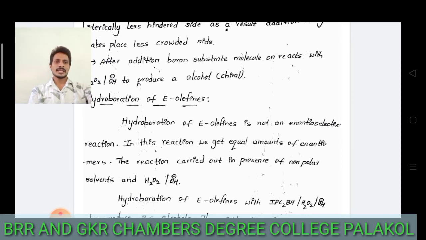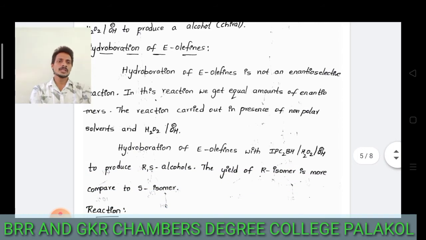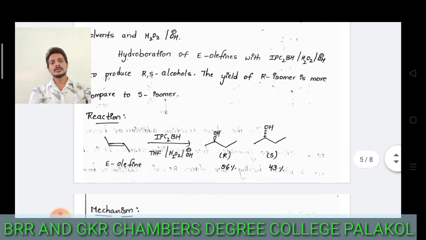Now, hydroboration of E olefins. Hydroboration of E olefins is not an enantioselective reaction; in these reactions we get equal amounts of enantiomers. The reaction is carried out in non-polar solvent followed by hydrogen peroxide. Hydroboration of E olefins with IPC2BH and hydrogen peroxide produces R and S alcohols, and the yield of the R isomer is more when compared to the S isomer.